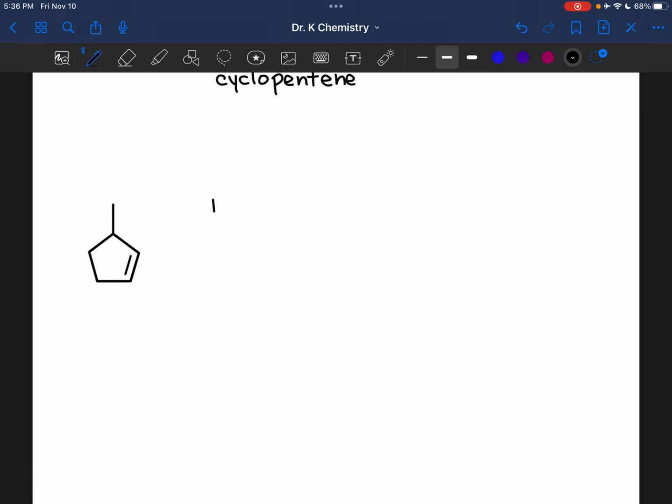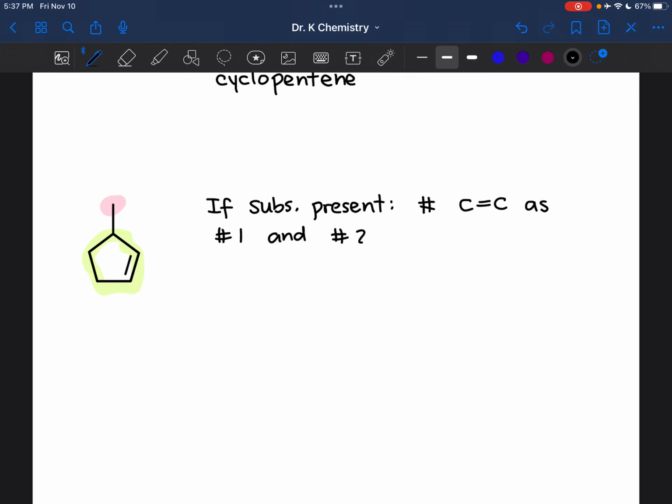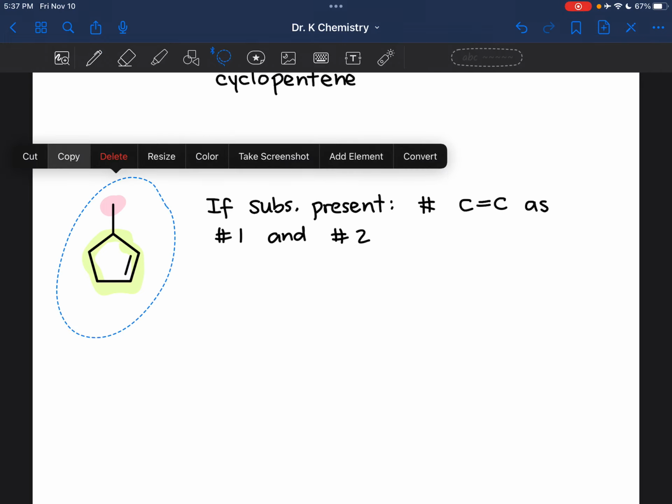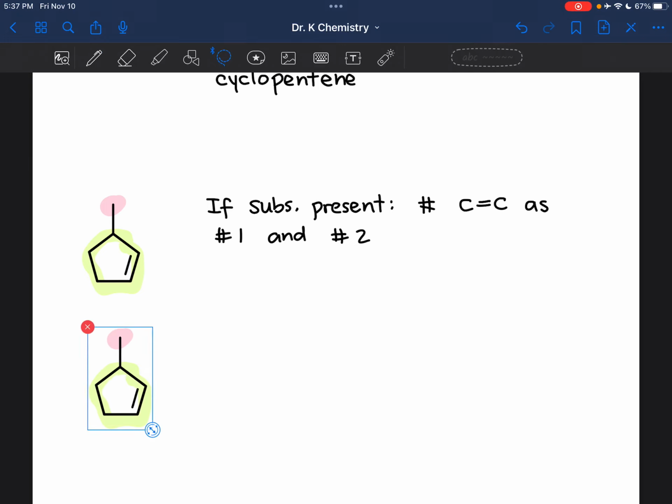Now, if the substituents are present, then we do need to number things. So in this scenario, we see we still have that cyclopentene as the parent, but there is now one substituent that we need to account for in our name. So if the substituent is present, then we're going to number the carbon-carbon double bond as number 1 and number 2. So one of these carbons will be carbon 1, the other one will be carbon 2. And I'll try a couple of different options.